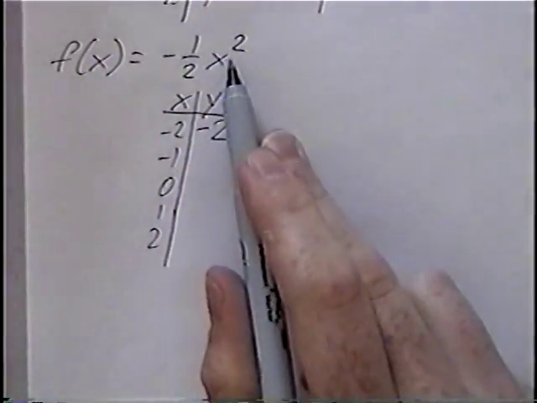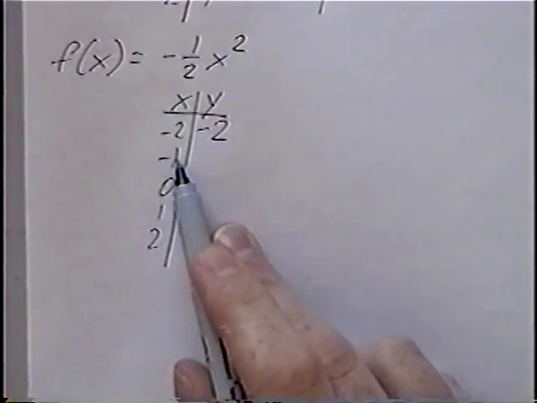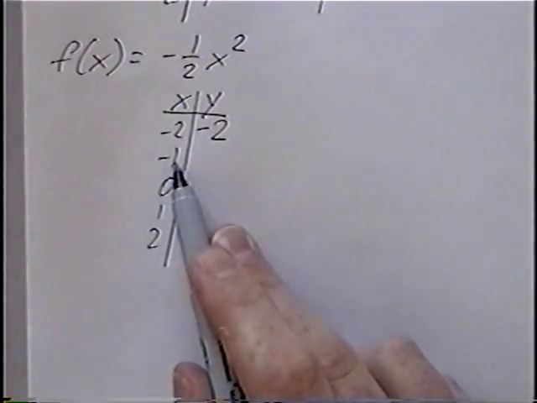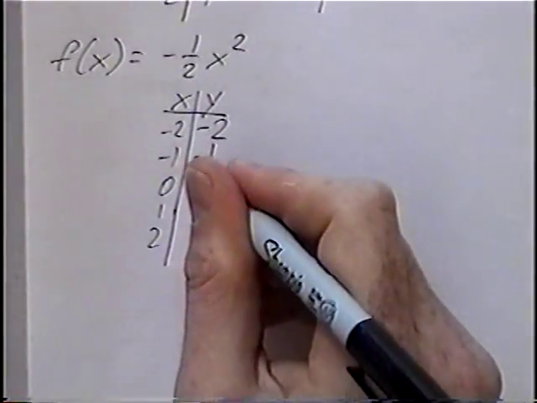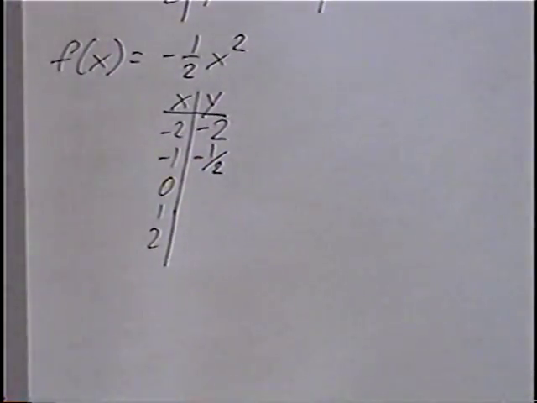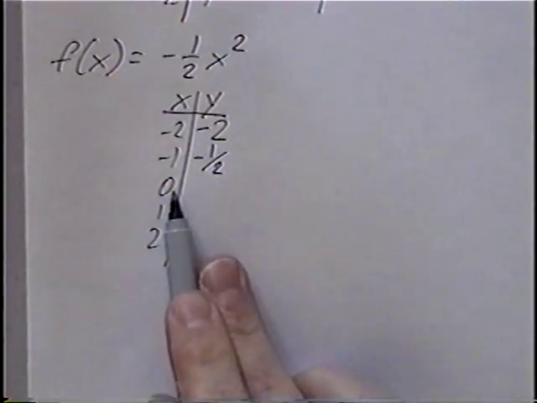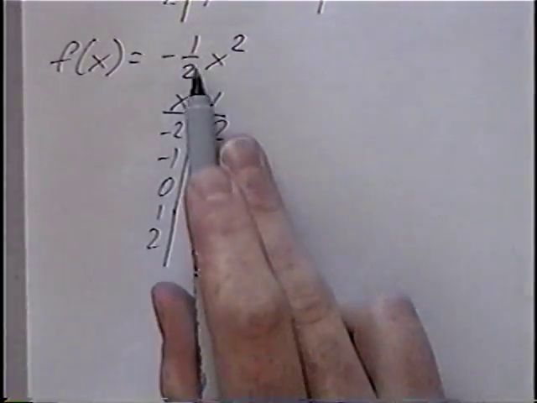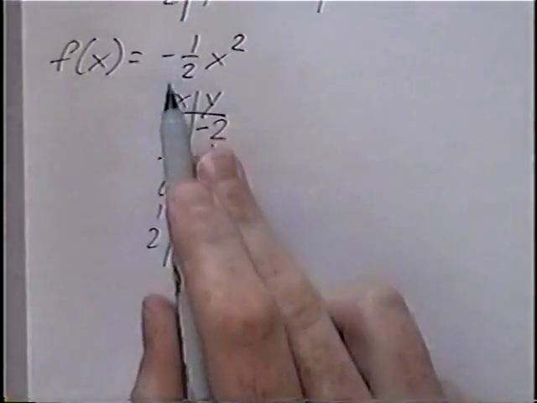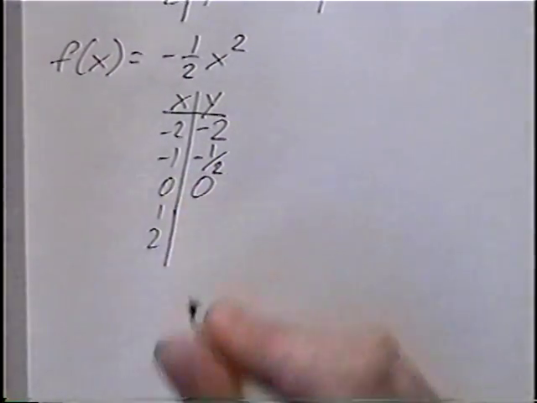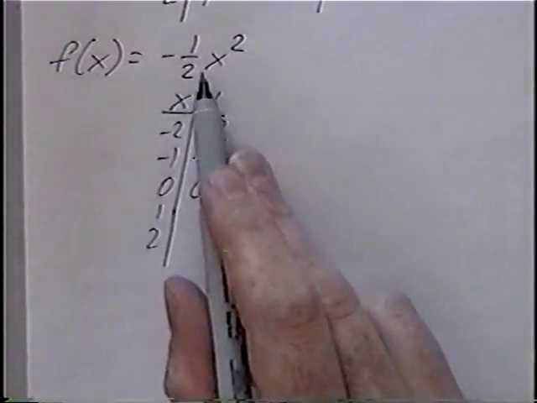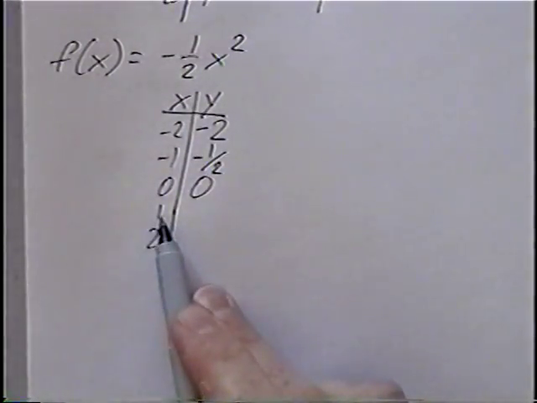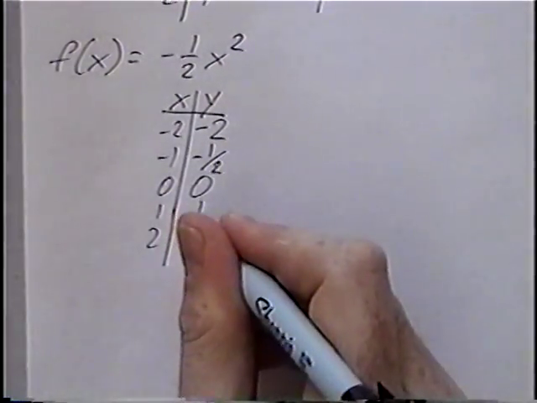Plugging a negative 1 in, negative 1 squared, negative 1 times negative 1 is positive 1. Taking half of 1, it's 1/2, and you make it negative, so it'd be negative 1/2. 0 squared would be 0. Half of 0 is still 0, and negative 0 would still be 0. 1 squared would be 1. Half of 1 would be 1/2. Negative makes it negative 1/2.